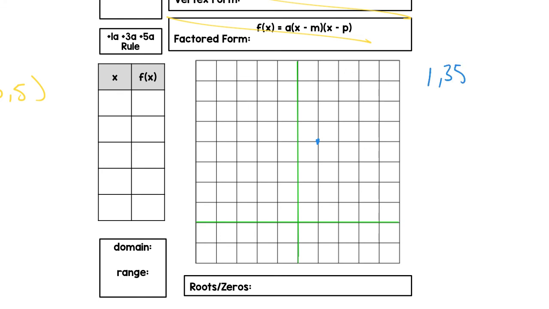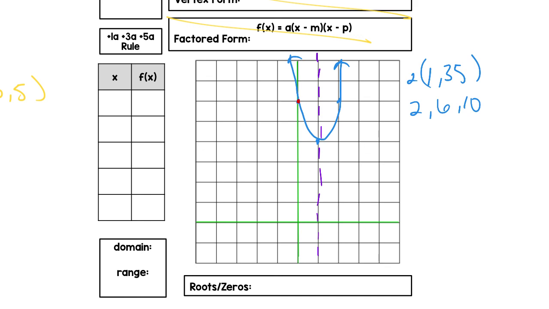1, 3, 5 rule. Our A value is 2, so that becomes 2, 6, 10 rule. Up right 1, up 2, and then we can't go any further. There's no more up here. Our axis of symmetry will go right here. Our y-intercept was at 6, like we said, and it's right there. It opens up, which we said, which is true here as well.